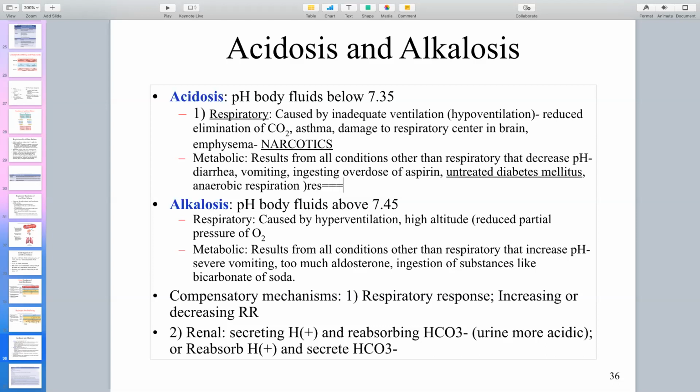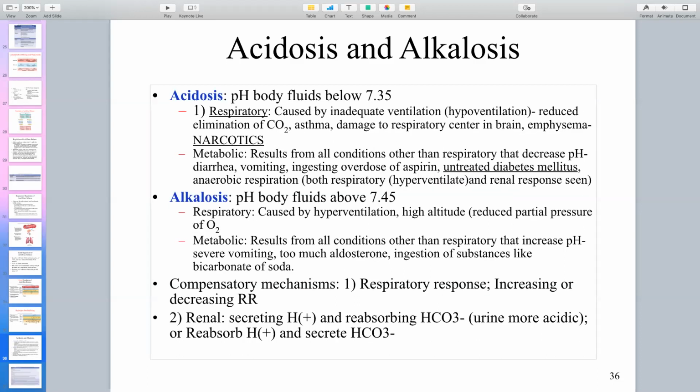Now, what is the response? I do want to write it right here: now we'll see both responses, both respiratory and renal. What is the respiratory response? Remember, we're acidotic. So what do we need to do? We need to decrease hydrogen. How do we decrease the hydrogen in our body? We're going to decrease the carbon dioxide. So in the respiratory response, we are going to hyperventilate.